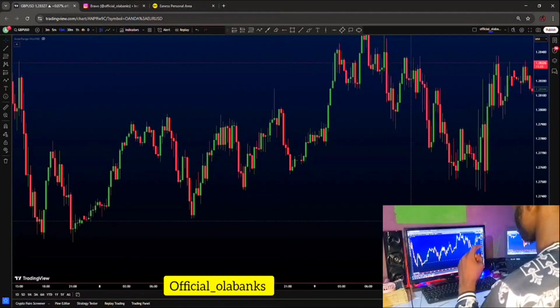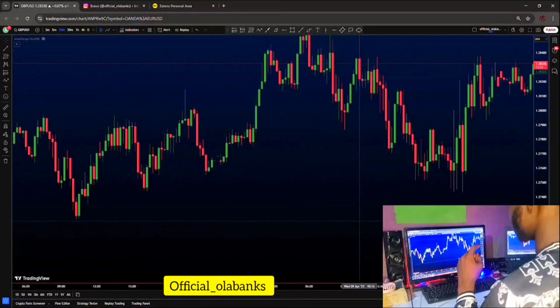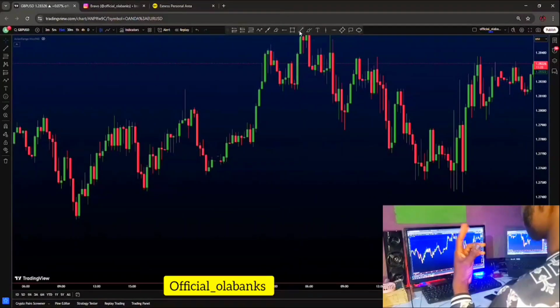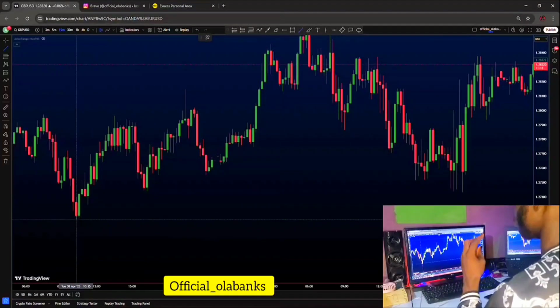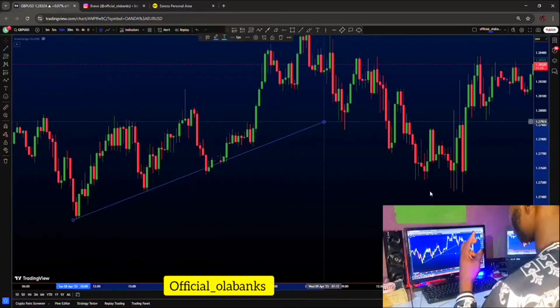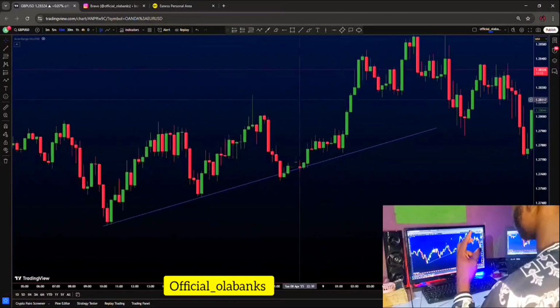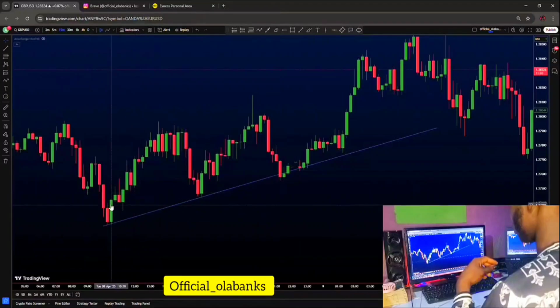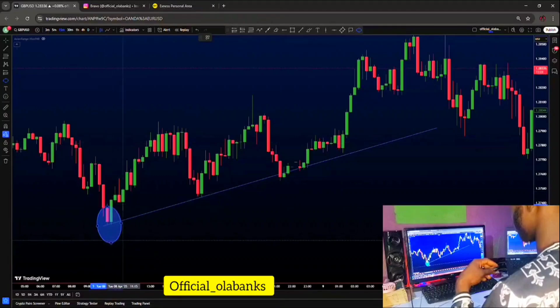So let's say, I told you, for a trend line to be valid, it must have at least two touches. So let's say we draw this. This is our first touch here on this trend line. This is our second touch on this trend line.